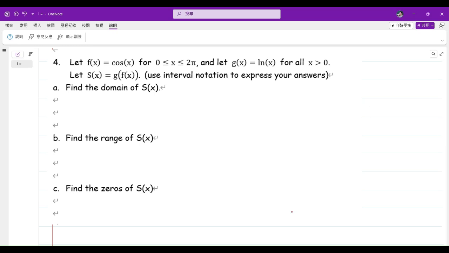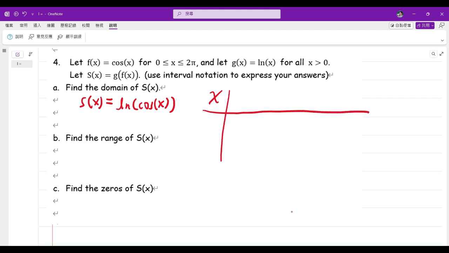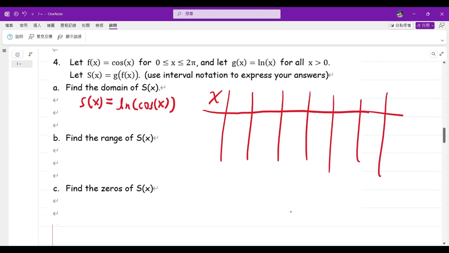Question 4. So S of x equals g of f of x. So actually f of x equals ln cosine x, right? All right. So let's have a look at the domain for cosine x. But here it says the domain is limited to 0 to 2 pi. So let's have a look at the input of cosine x.